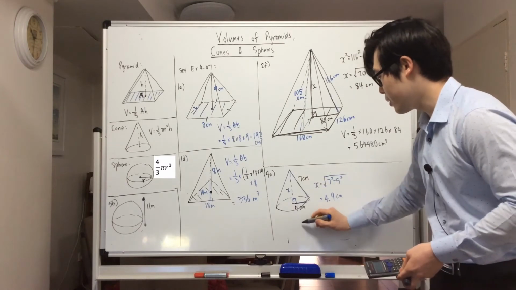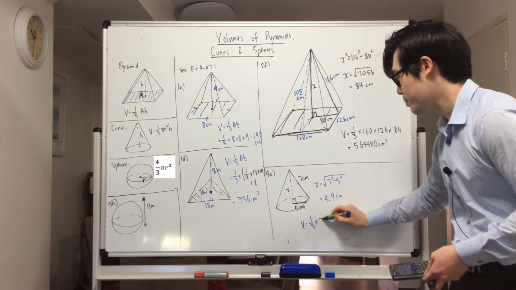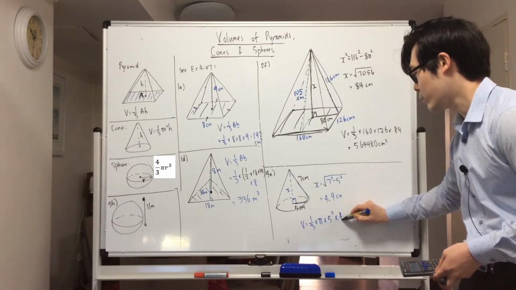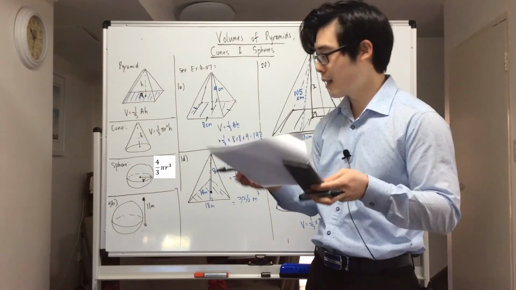So that means this is 4.9, so the volume is a third times the area of the circle at the bottom, which is pi times the radius squared, which is 5, and times by the perpendicular height, which I've just found, centimeters cubed. Okay, let's have a look at question 5b.